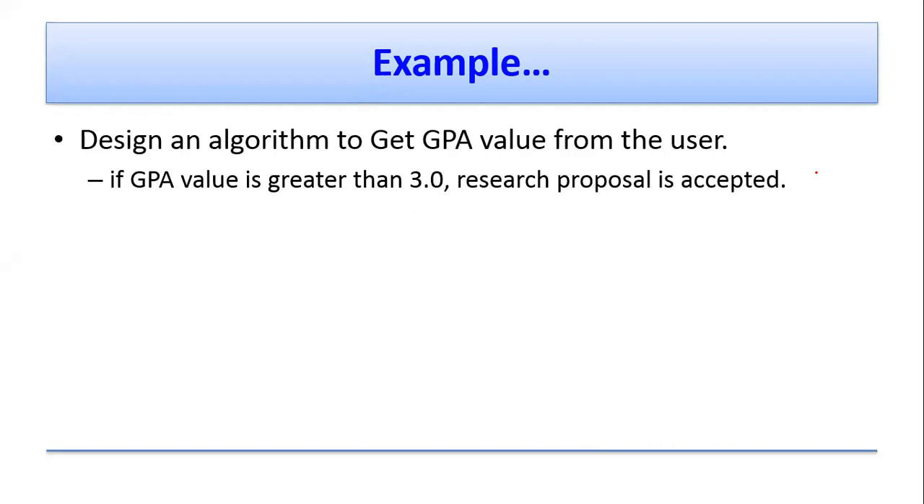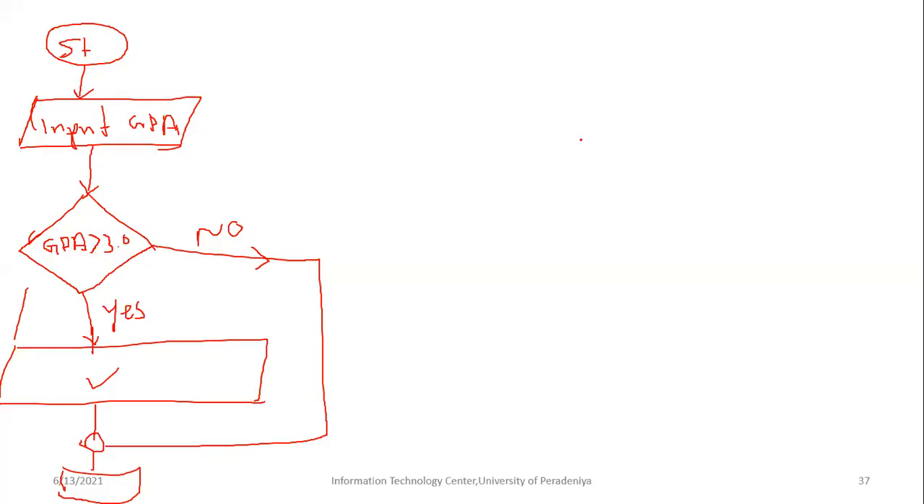In here, the condition is, so this is very familiar for you. That's why I take this example. If GPA value is greater than 3.0, the research proposal is accepted. Right? So then how can we design an algorithm? First of all, what do we have to do? How can you draw an algorithm for this?